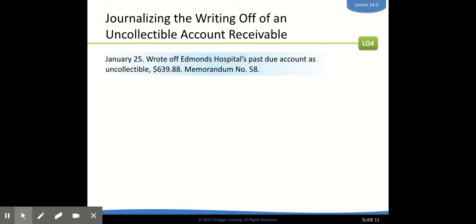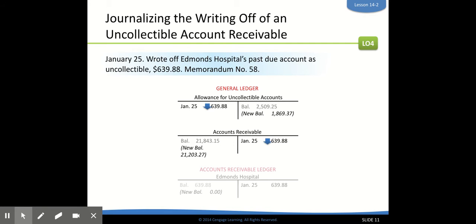We're saying we're not going to get this $639.88. So what we need to do is decrease the allowance for uncollectible accounts with a debit, and also decrease accounts receivable because we are eliminating that account entirely. We would much prefer that instead of allowance for uncollectible accounts, we were just debiting cash and crediting accounts receivable. That'd be best case scenario. They paid us like they said they would. Well, instead, we have to use that allowance for uncollectible accounts because we are not going to get that money.